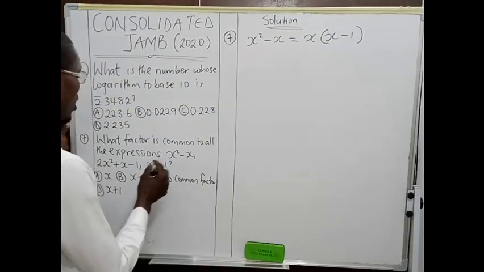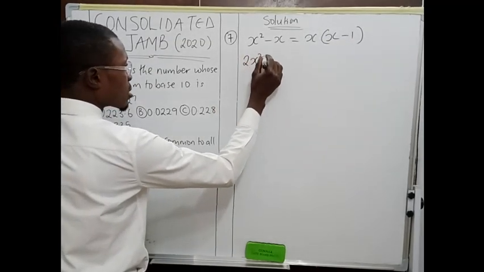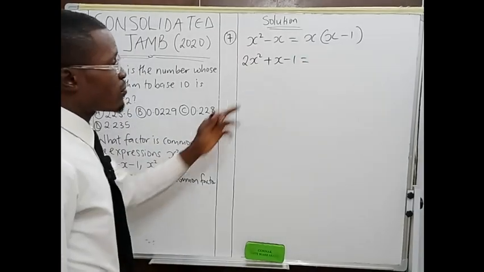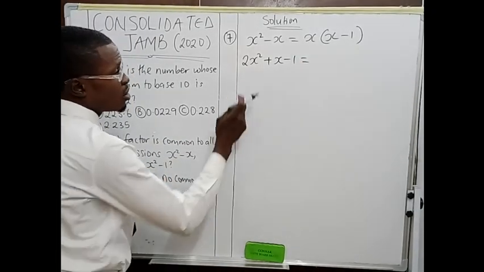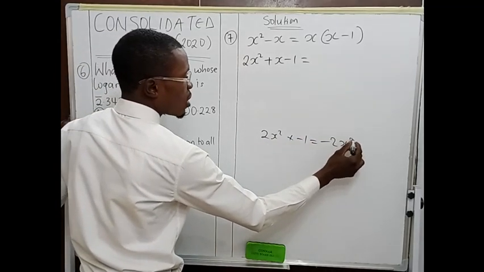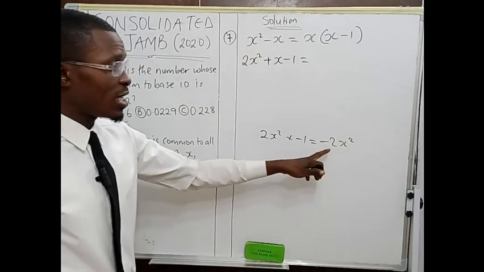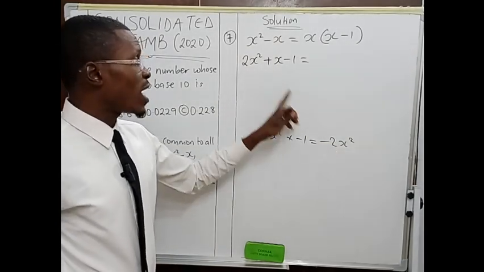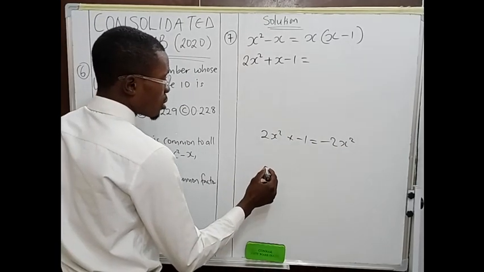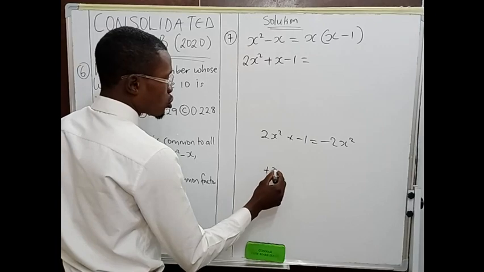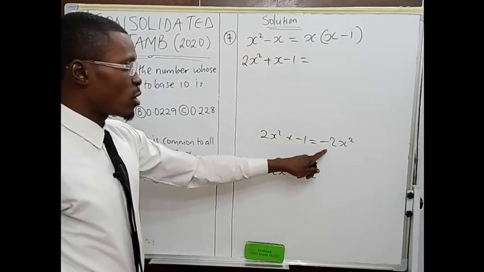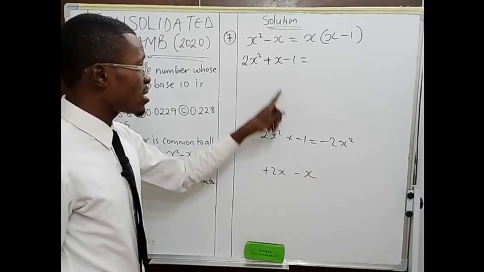You come to the next expression, you have 2x squared plus x minus 1. You simplify this by factorization. 2x squared times minus 1 gives us minus 2x squared. So we're looking for two numbers such that when you multiply, it will give you minus 2x squared, and when you add, it will give you plus x. Those two numbers are plus 2x and minus x. Plus 2x times minus x is minus 2x squared, and plus 2x minus x is plus x.